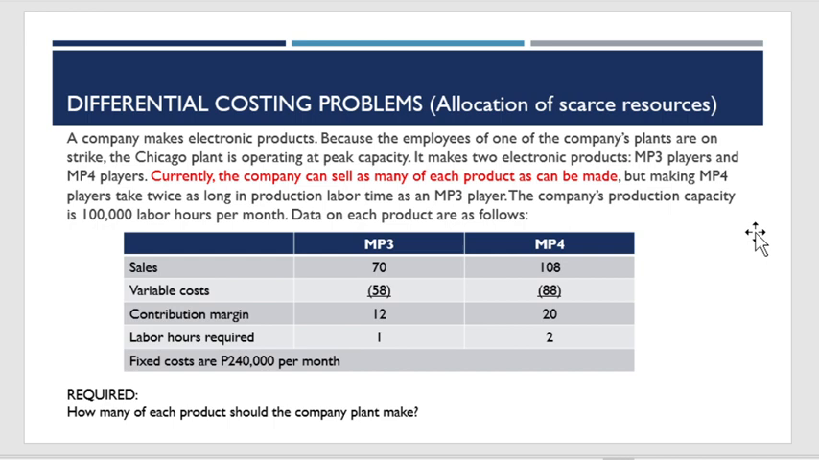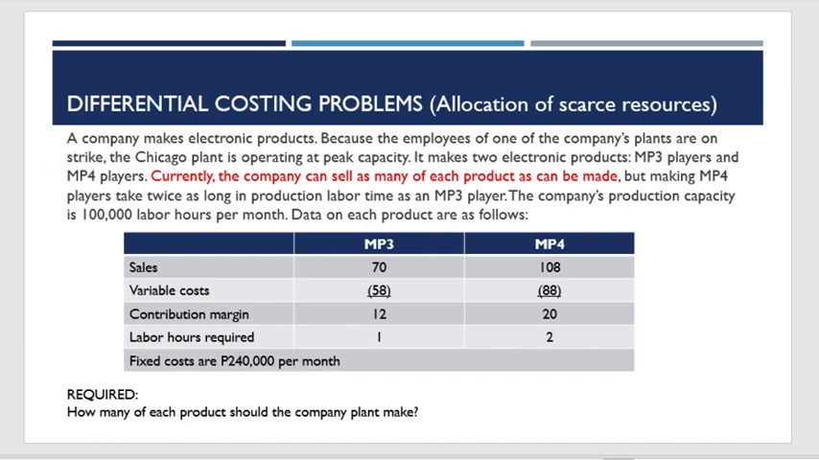The labor hours required for MP3 is 1 and for MP4 is 2. So, ibig sabihin, tama yung sinasabi dito. The MP4 players take twice as long in production labor time. So, mas matagal gawin yung MP4. So, kung 20 ang contribution margin niya, mas mataas din pala ang kanyang requirement for labor hours. So, how do we compute for this?